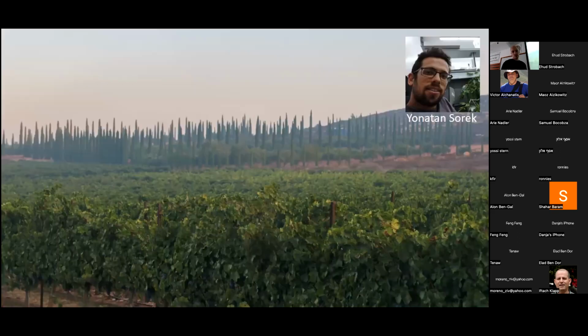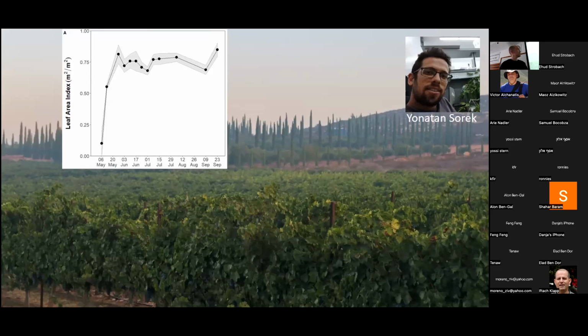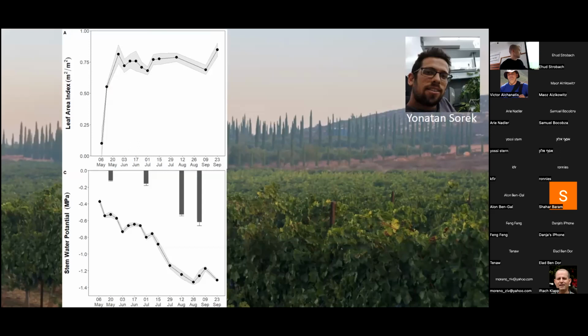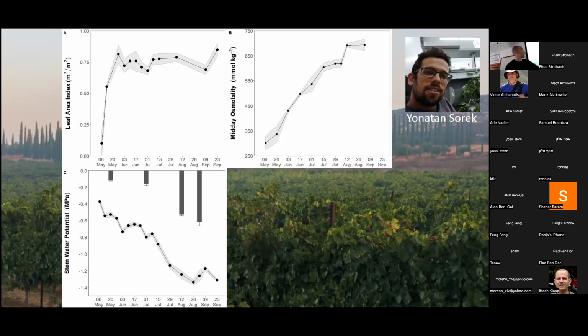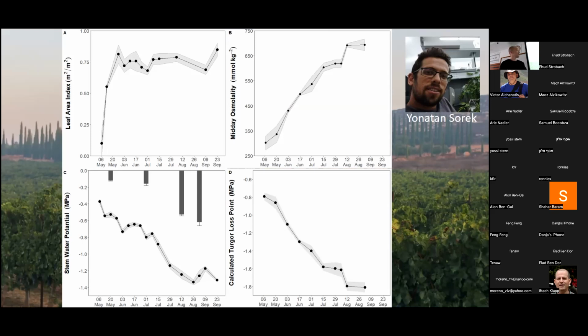Jonathan was the student that had to show that it happens, and he did it in Shiloh. Basically, you see the development of the canopy, and then you can see that during the season, the vines dehydrated from 0.4 bars to 0 megapascal down to minus 1.3. He measured the solute accumulation. So you see that solute throughout the season almost doubled itself from 300 millimoles per kg up to 700 millimoles. And accordingly, turgor loss points also declined from minus 0.8 megapascals to minus 1.8. So throughout the season, the plants are accumulating osmolytes, and that's why their turgor loss point is shifting.